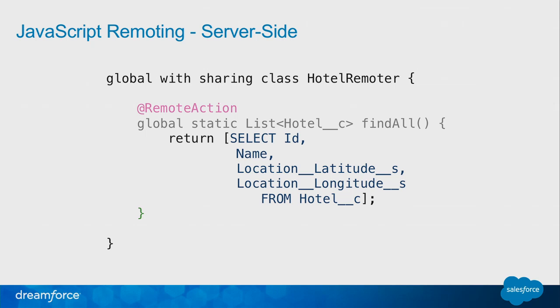It's a static method, and it's annotated with remote action. You can see the @RemoteAction at the top. That's what tells Visualforce and the Visualforce engine that this is a way to call back into us, and it will generate some JavaScript for us. And all we're going to do here is a quick query and return the results.